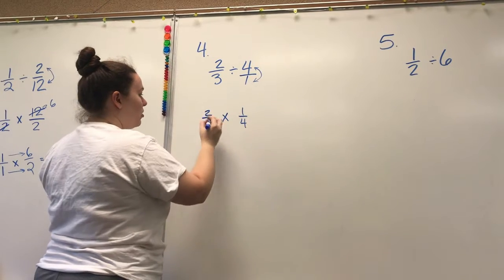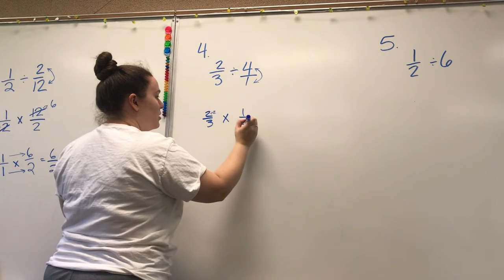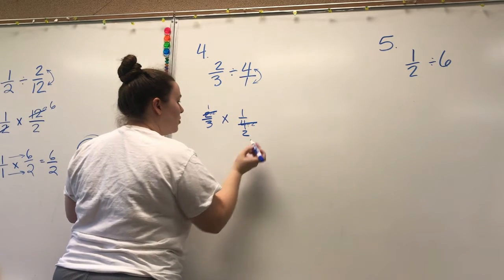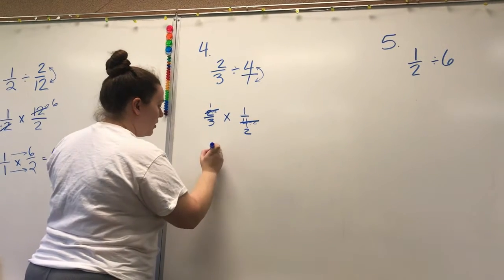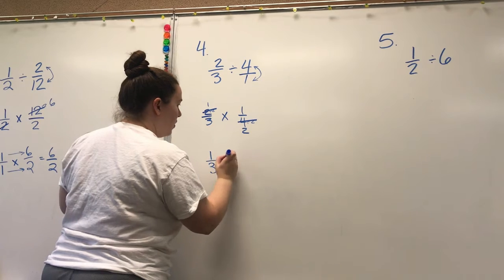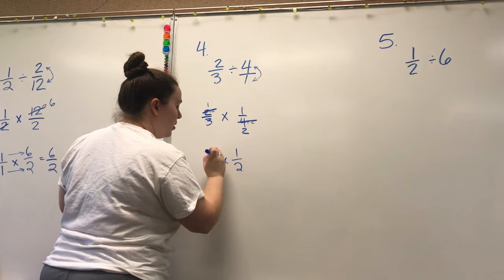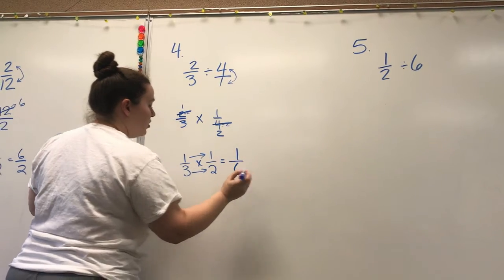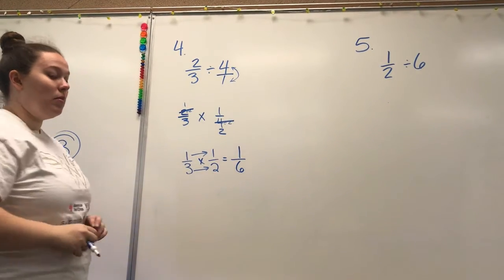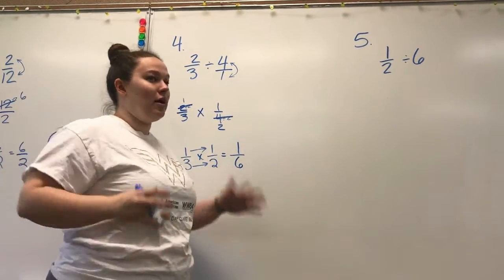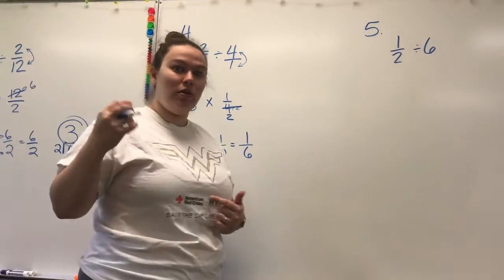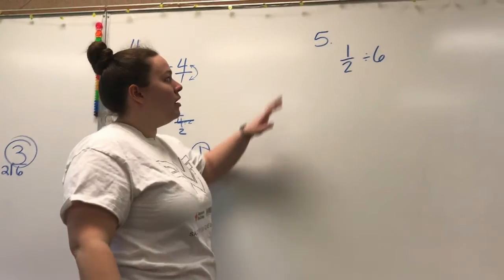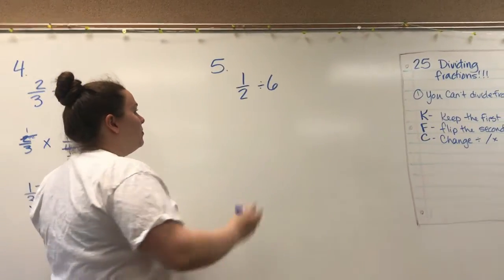Can I reduce? Can I crisscross? I can reduce by 2, reduce by 2. This turns into a 1, this turns into a 2. I'm going to rewrite it so it makes it look awesome. Now I'm going to multiply straight across. 1 over 6. Remember, you should always be pausing this and trying to figure it out before I figure it out. There's the answer.